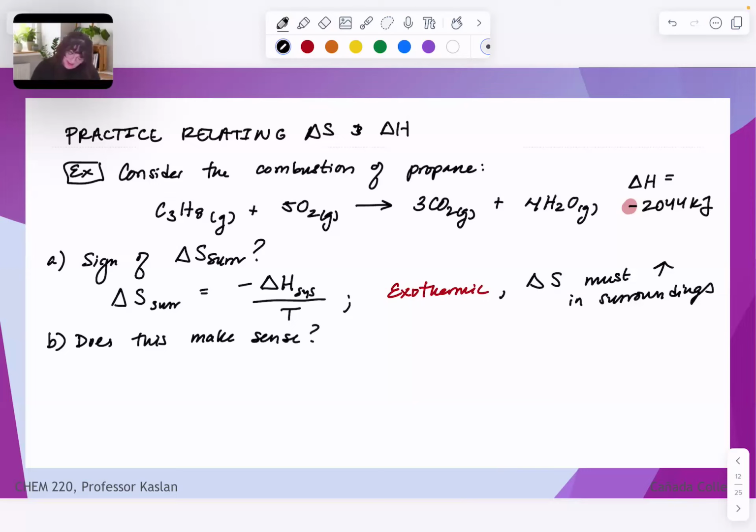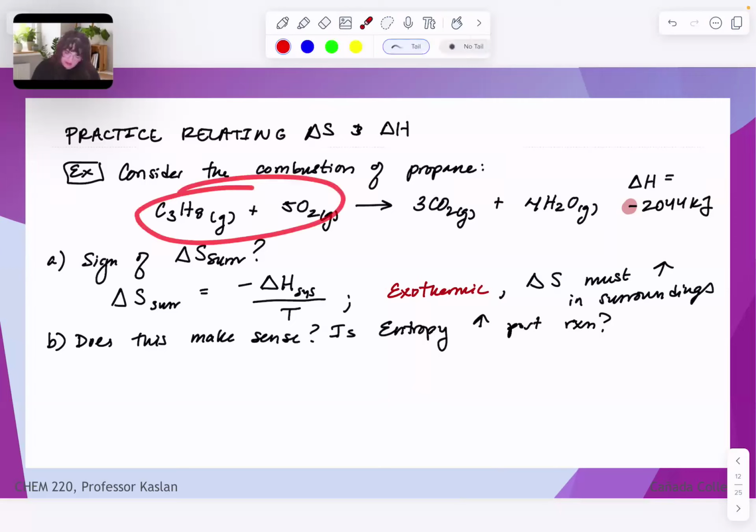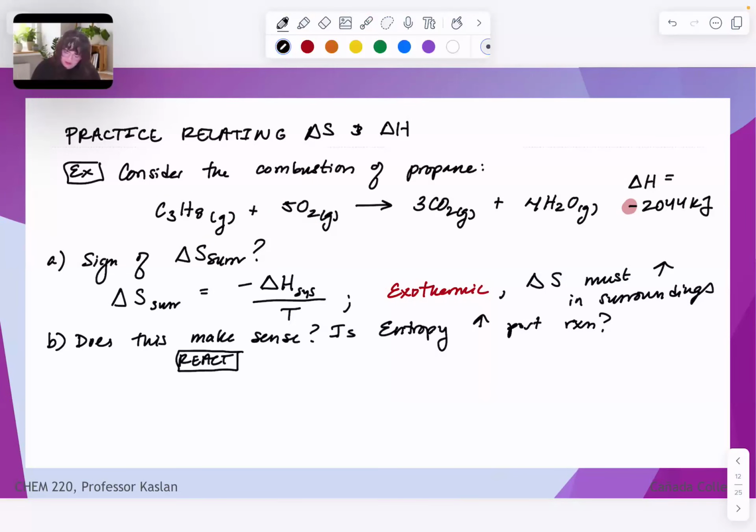does this make sense? Is the entropy higher post-reaction? So let's consider the reaction itself. I start with, on my reactant side, a propane and 5 oxygen gaseous particles. So that is 6 gas molecules. This is my system.